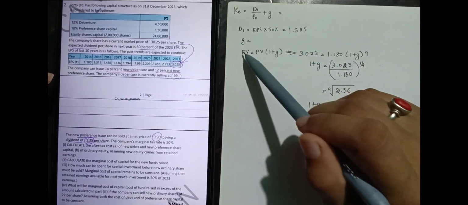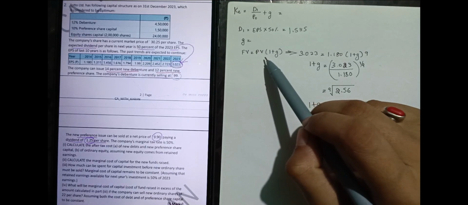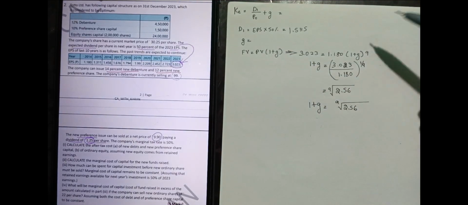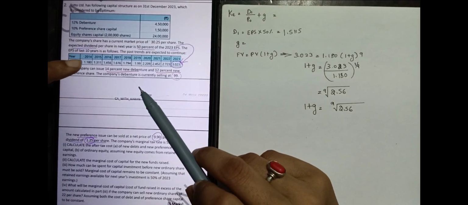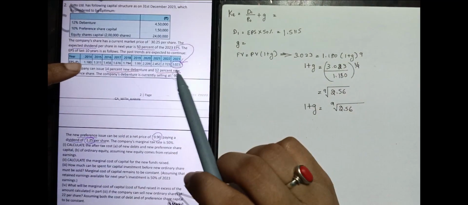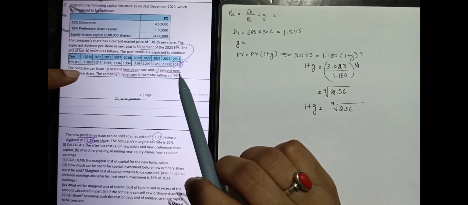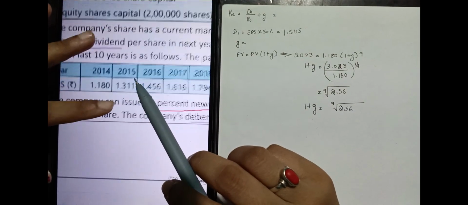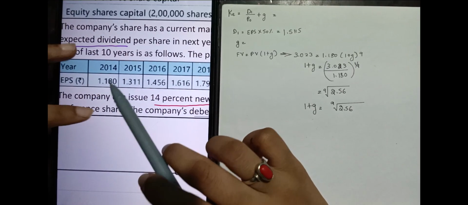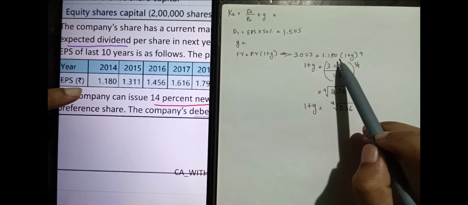So what is the growth rate? We're going to calculate that using the formula future value is equal to present value into 1 plus growth rate. Okay, so now see, after 9 years from 2014 to 2023, EPS has gone from 1.180 to 3.023, right? So assume now we are at 2014. So what is the EPS at 2014? It is 1.180. So this is the present value.